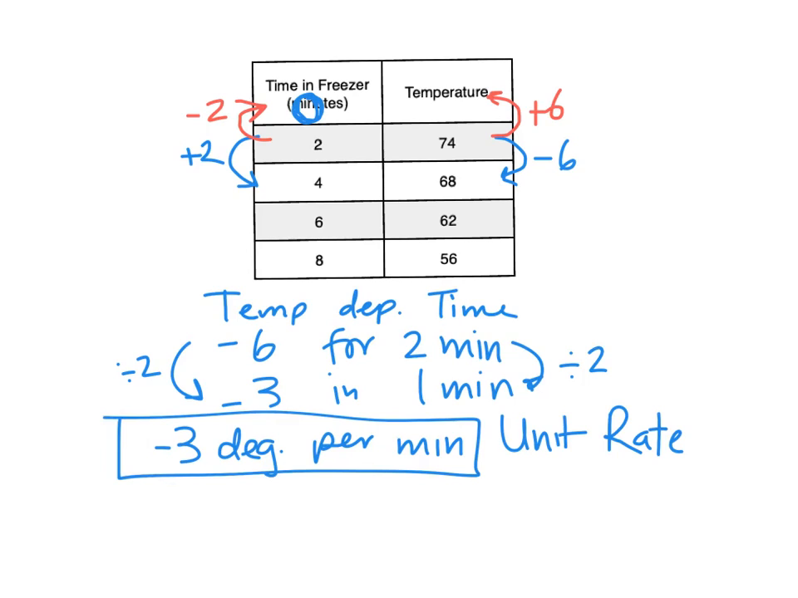So now 74 plus 6 is 80. So the item started out with a temperature of 80. So my equation would be 80, and it's going down 3 degrees every minute, and that will be the new temperature. That's my equation.